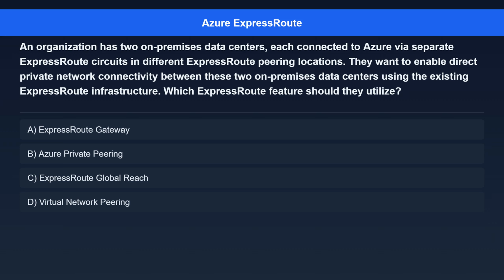Option A, ExpressRoute Gateway. Option B, Azure Private Peering. Option C, ExpressRoute Global Reach. Option D, Virtual Network Peering.